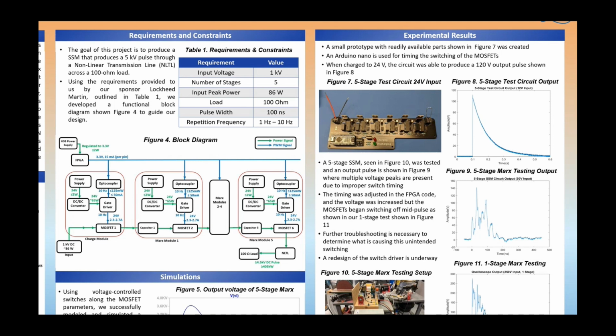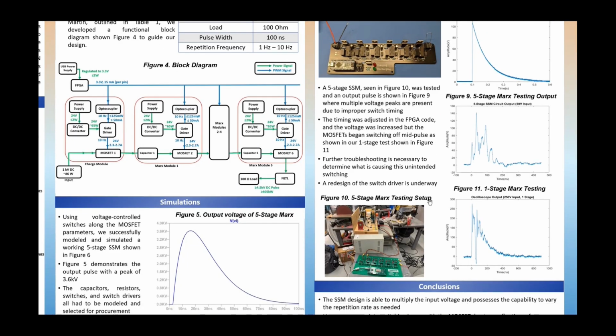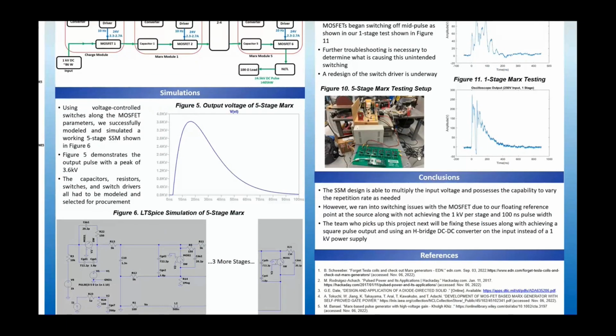Once we started scaling up to around 200 volts input, we began to have an issue where the MOSFETs were switching off before the capacitor was fully discharged, and that's shown in figure 11. We're not 100% sure what's causing that, but we have created a new design with more isolation, and that should hopefully fix that issue.